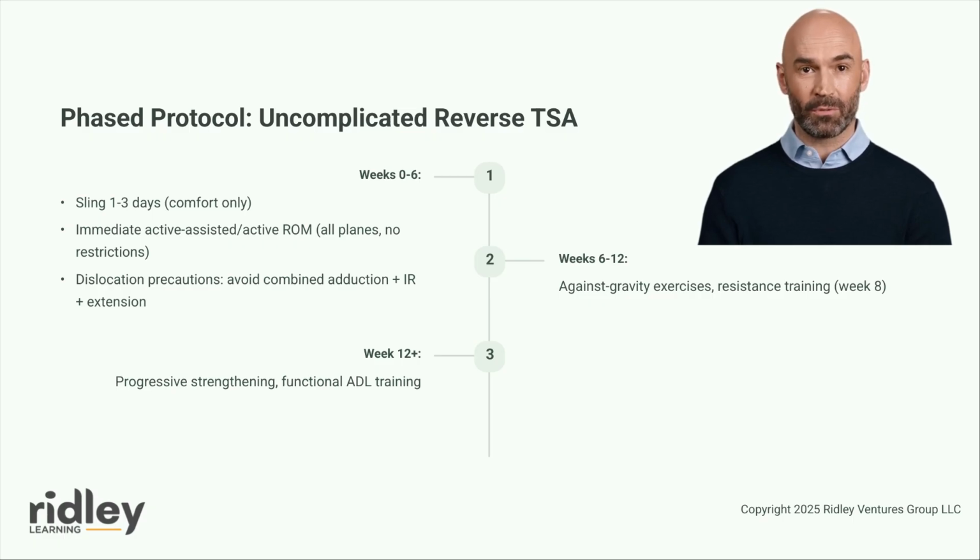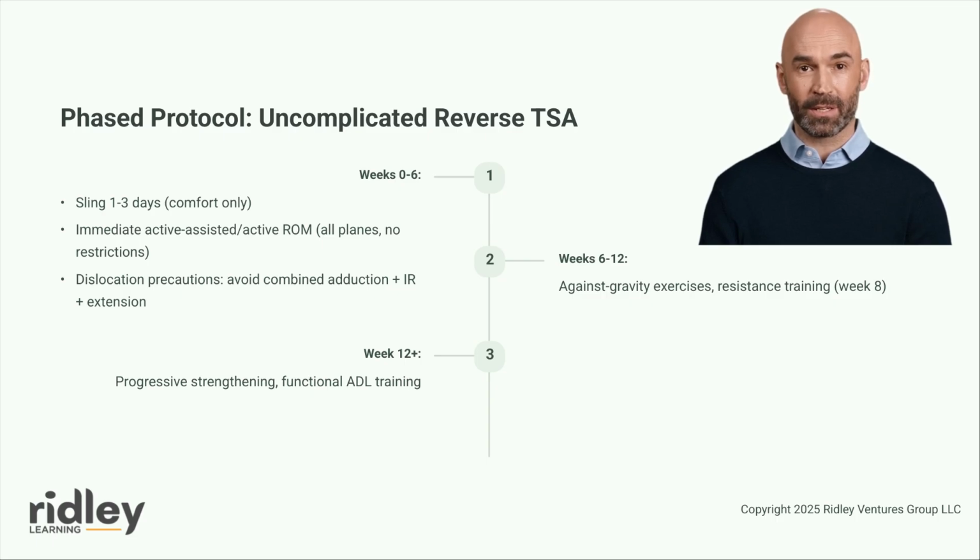This includes sling use for 1 to 3 days for comfort, immediate initiation of active assisted and active range of motion exercises in all planes without external or internal rotation restrictions, and progression to strengthening exercises as tolerated beginning at 6 to 8 weeks postoperatively. Active elevation and external rotation are permitted from the first postoperative week, with emphasis on gravity-minimized positions initially and progression to against-gravity exercises as strength improves.